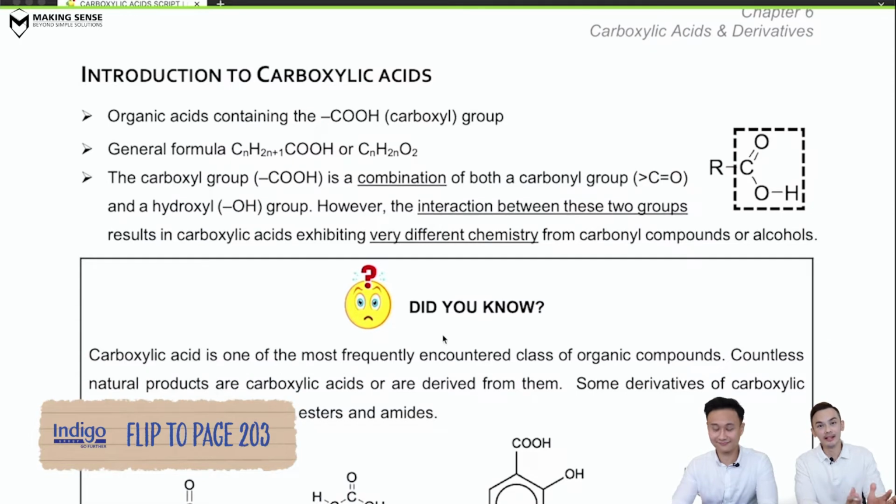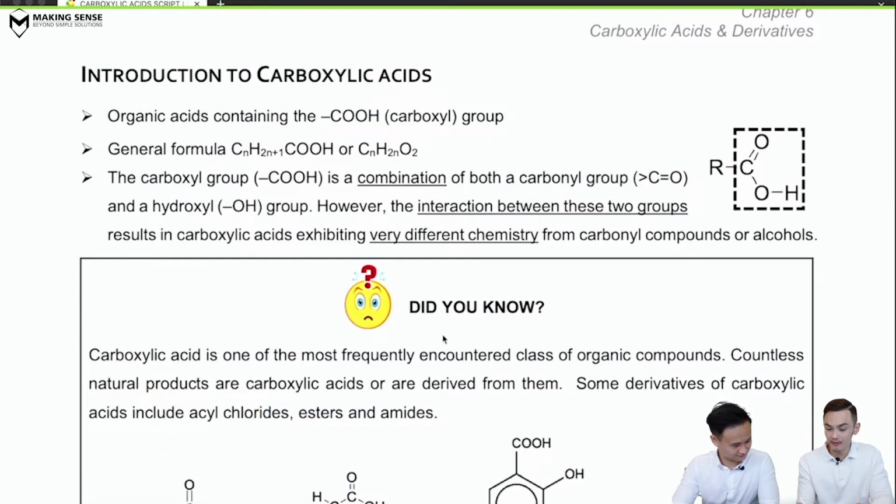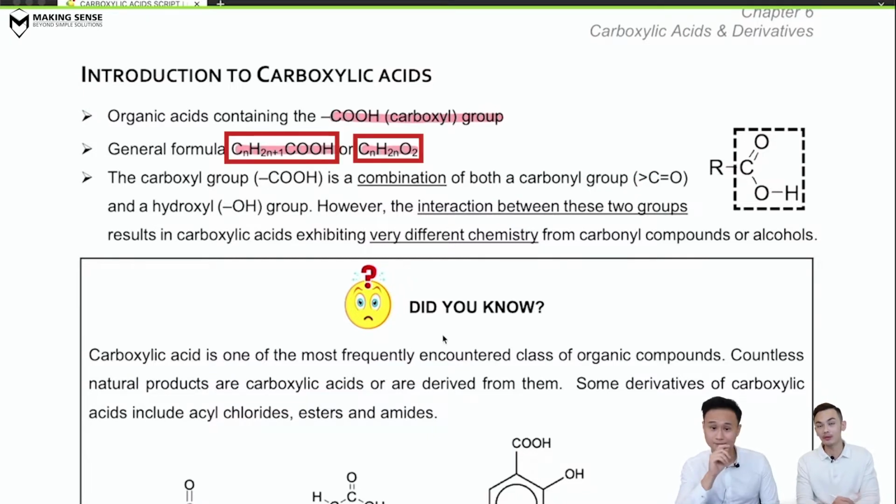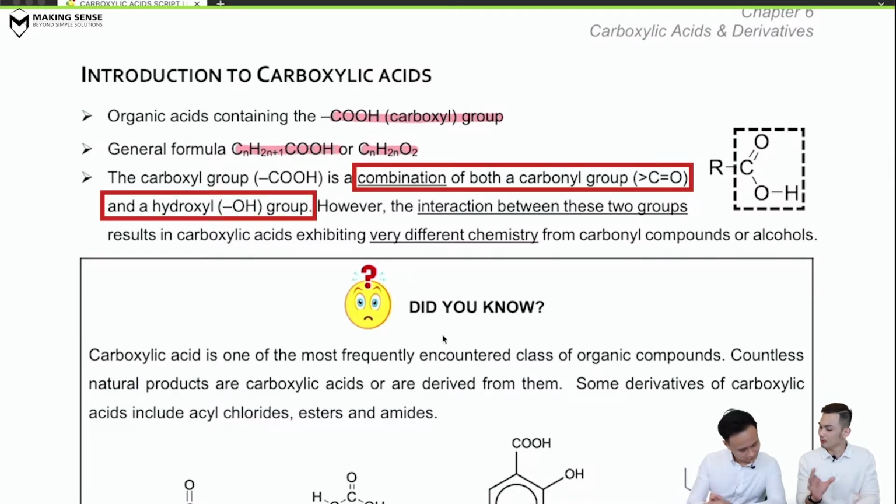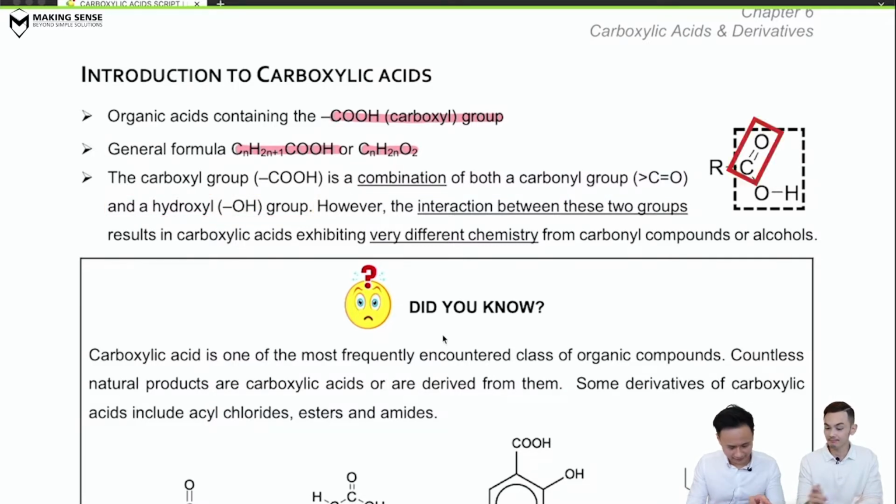Now, today we're going to study carboxylic acid. Carboxylic acid contains what we call the carboxyl or the COOH functional group. What you must know is the general formula. You can call this CnH2n+1COOH or CnH2nO2. Now, Mr. Tim, you do notice it looks like a combination of two functional groups that we have studied previously, right? Yeah. I can see a carbonyl functional group, that's C double bond O. And I can also see that hydroxyl functional group, OH.